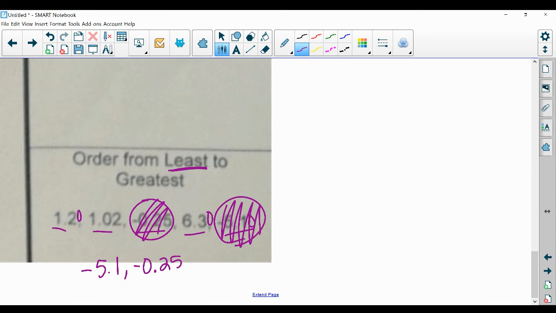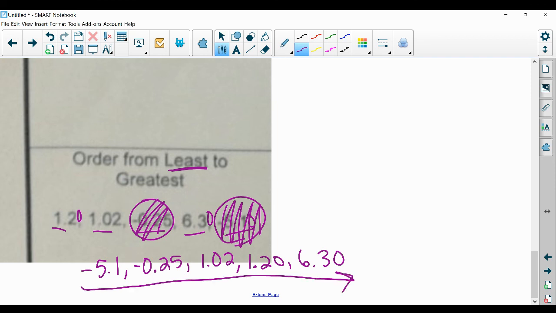And then you can just think about it in regular terms. Which is smaller, $1.20, $1.02, and $6.30? And so $1.02 is smaller than $1.20. Then we have $1.20, and then we have $6.30. And so here we've gone all the way from least to the greatest.